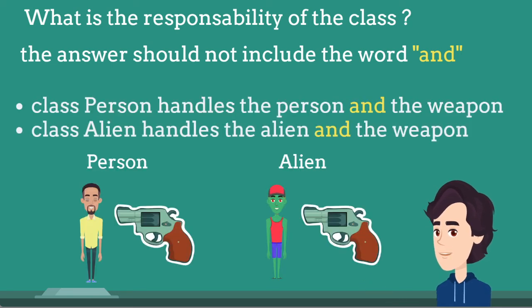Class person handles the person and the weapon, because we handle how many bullets the gun has, and how many bullets are left. And the same thing for class alien, it handles the alien and the weapon. So both classes broke the single responsibility principle. To see the consequences of violating this principle, I will ask the student to add a new weapon to the game, for example the rifle.